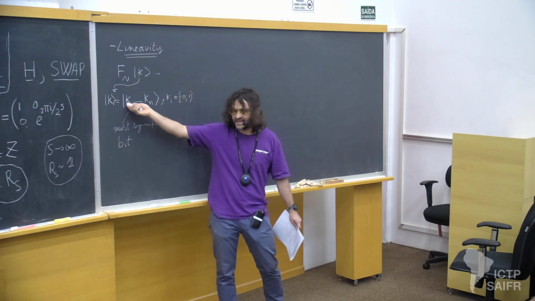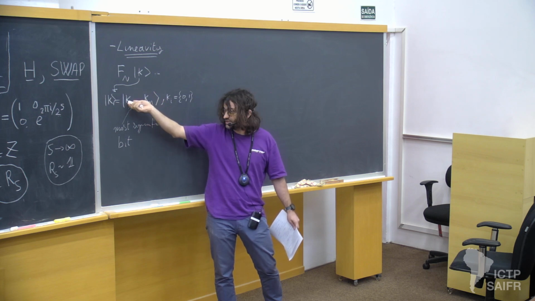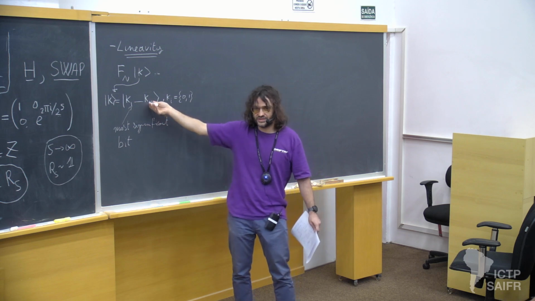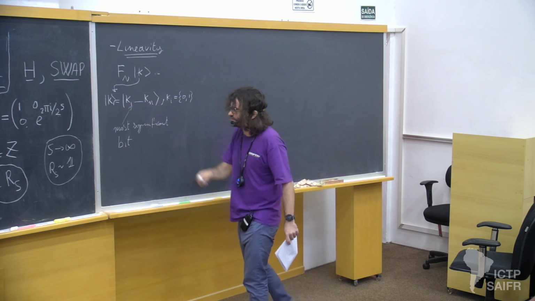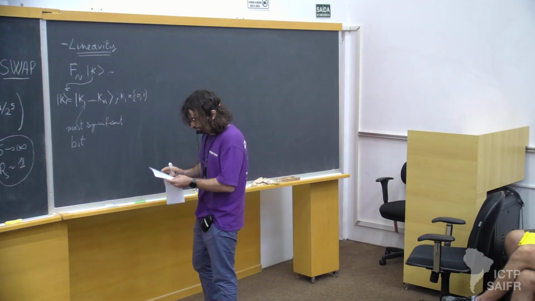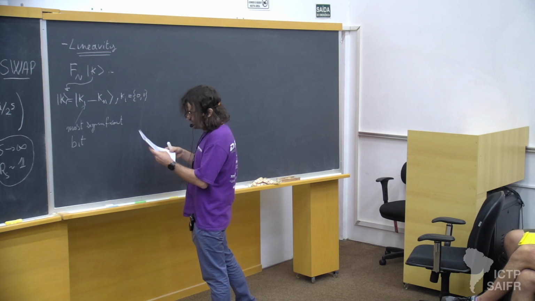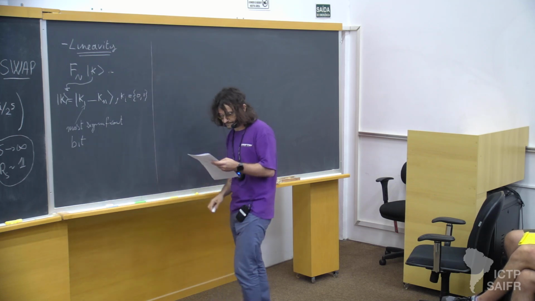So this one goes like 2 to the n minus 1. All the time I get confused. And this one will go like 2 to the 0. Okay, so probably this is 2 to the n minus 1. Fine. Now we also need an extra small property.